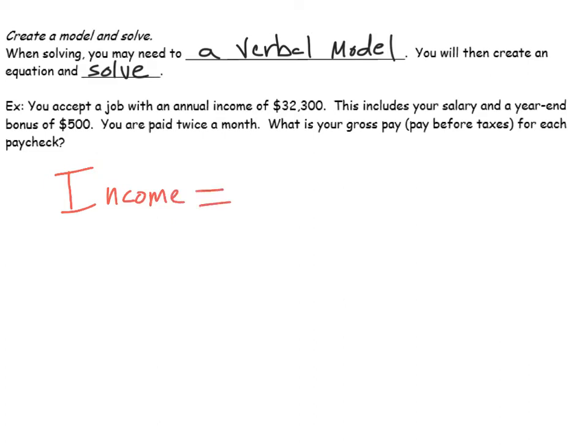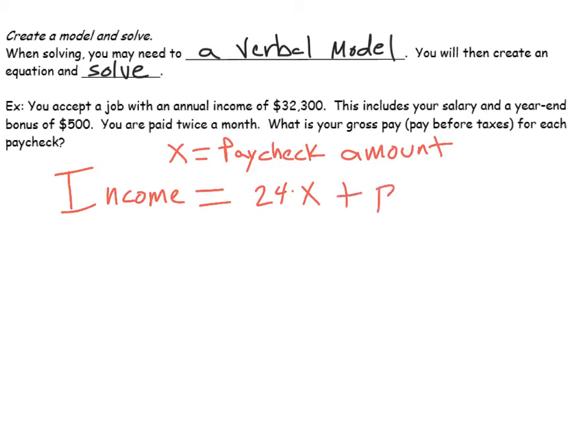Like, all right, income is the money I make. Not putting in any of the numbers or anything like that yet. I get 24 times x, right? And as I do this, I'm going to define that variable. That's paycheck amount, and that's what I'm trying to get. Right? Times the paycheck amount plus my bonus. Okay, that's just kind of thinking about how this problem would be structured for getting paid. The money I make is my 24 paychecks plus my bonus.